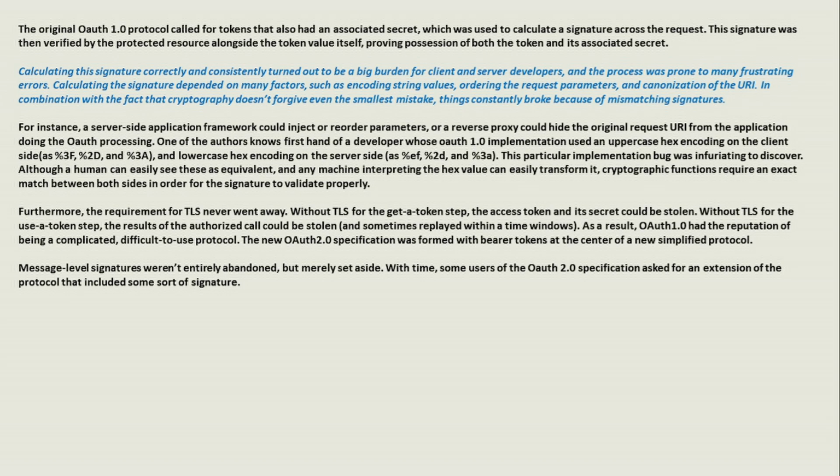That means you have a token and an associated secret. Using that secret, we create a signature and send this information along with the token to the receiver, the protected resource. It's then the protected resource's responsibility to validate it, verifying the signature and proving the possession of both the token and its associated secret.